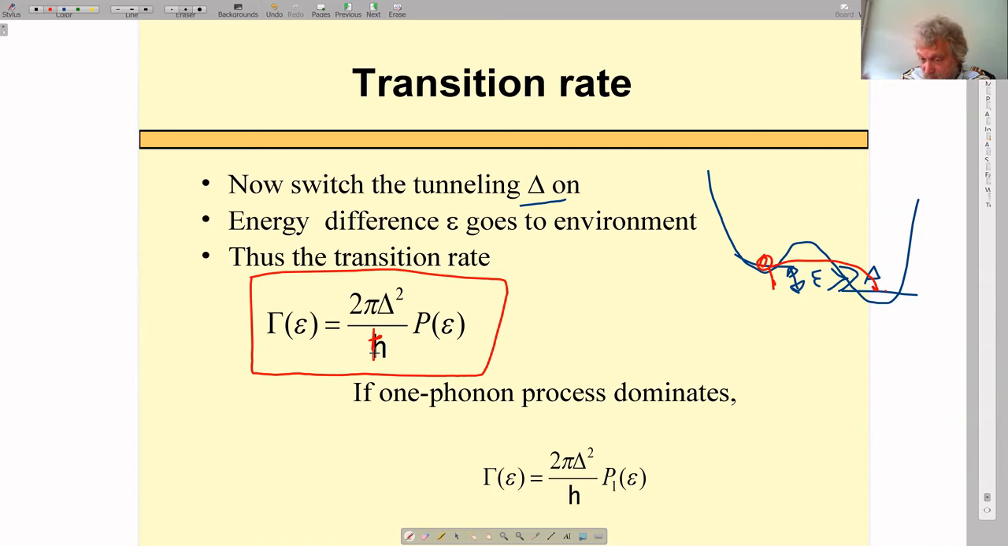That's the way to observe it experimentally. Right, if the coupling is small, then the one photon process dominates, the transition rate is due to a single photon. Did I say photon? I wrote photon. Whatever, boson. If the one boson process dominates, the transition rate just involves P1. Fine.